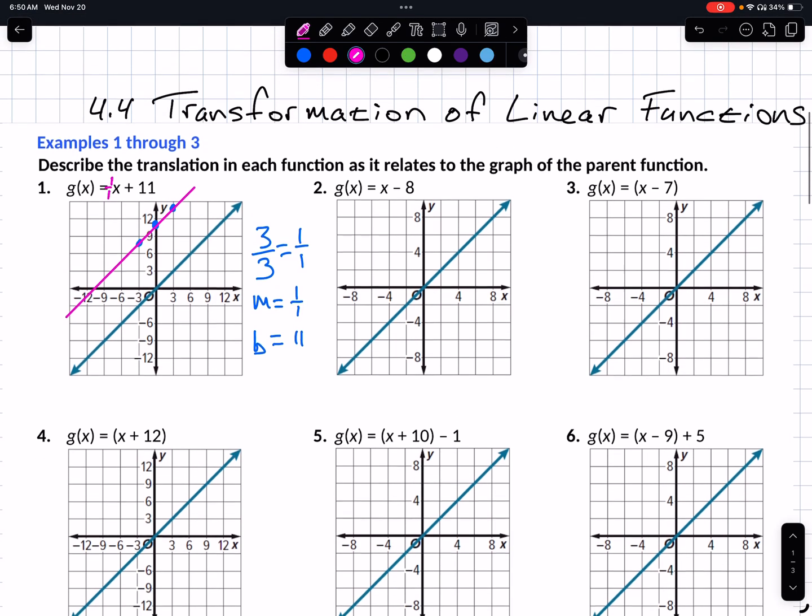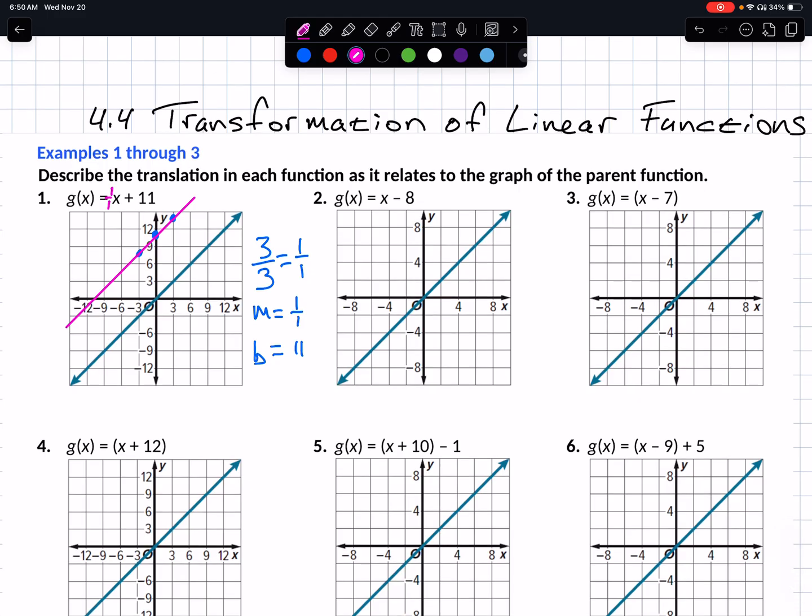Okay, looking at example number 2 here, if we subtract 8 from the x function, it's just going to take that graph and move it down 8 units. So we just move the middle of the graph down 8 units. And you'll notice here our slope is still 1 over 1. So we just go up 1 square, right 1 square. And then you want at least 3 points. You can have more, but at least 3 points to graph the function.